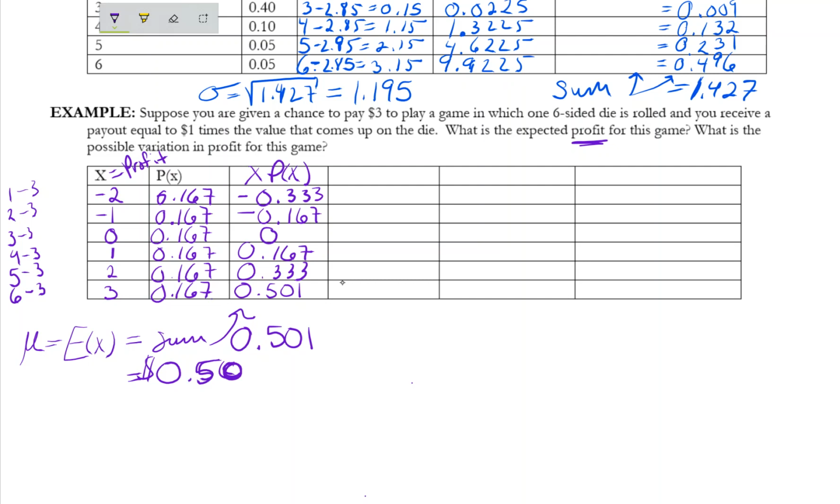All right, we got to do some subtraction now, because I got to do my standard deviation. So my first step is x minus my mean. So I'm going to subtract 50 cents from all my x's back here. So I got to do $2 minus 50 cents. That'll give me a negative 250. I'm going to do $1 minus 50 cents. That'll give me a negative 150. 0 minus 50 will give me just 50.